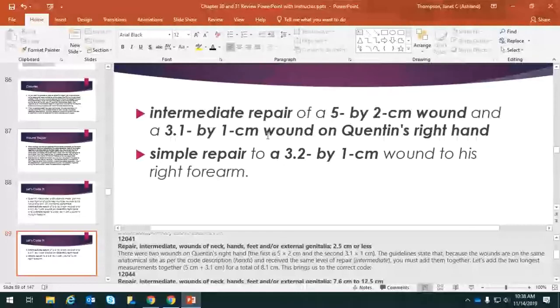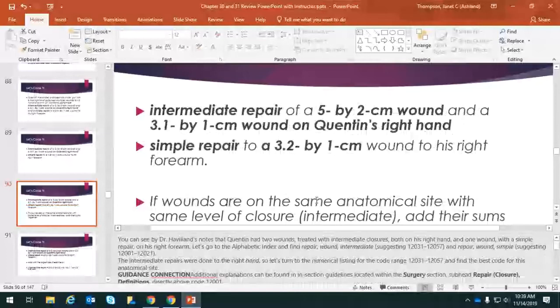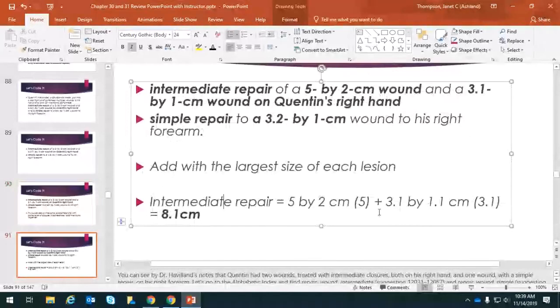All right, so this is the breakdown. Intermediate repair of a 5 centimeter wound and a 3.1 by 1 centimeter wound on the hand, and you add the longest measurements of those together. And then a simple repair on the forearm. First, the intermediate repair. We had a 5 by 2 centimeter wound plus a 3.1 by 1.1 centimeter wound, with their largest sizes in parentheses, 5 and 3.1. We add the largest sizes together, which gives us 8.1 centimeters repaired on the right hand, and these are intermediate. So we know we're going to get an intermediate repair on the hand for 8.1 centimeters.